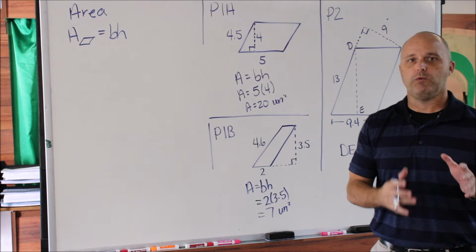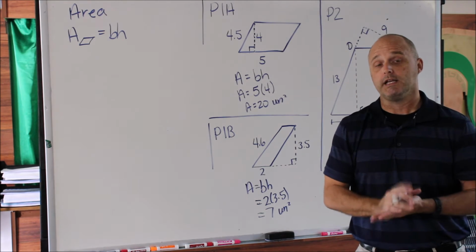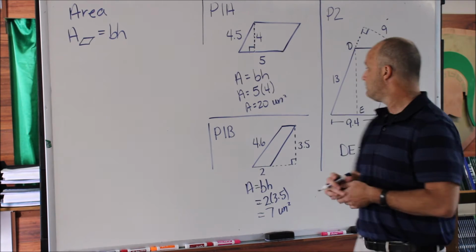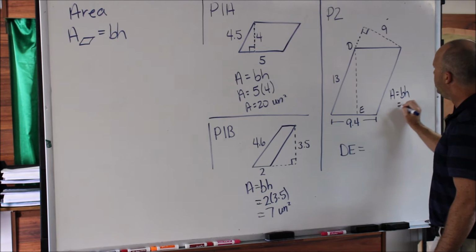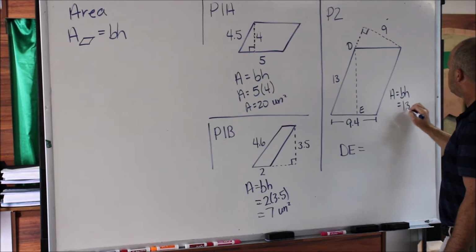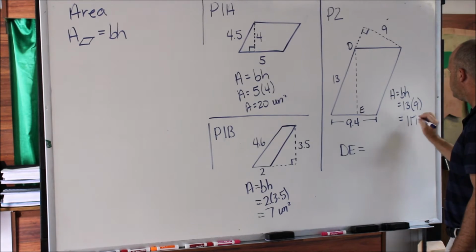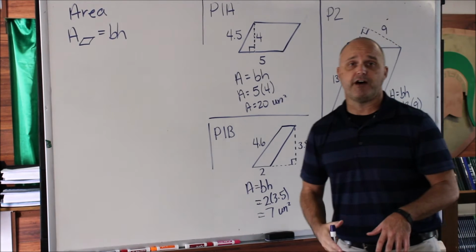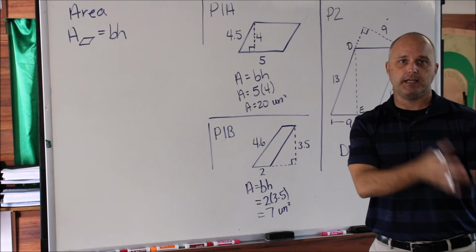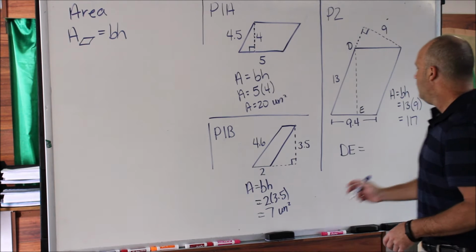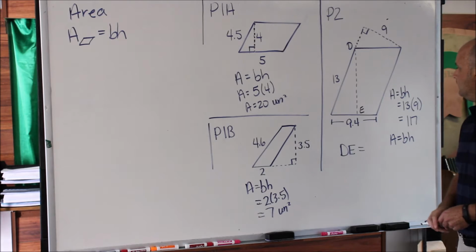So since we know that we've got a 13 for a base and a 9 for a height, we can go ahead and calculate what is the area of this parallelogram. So the area of the parallelogram is going to be 13 times 9. So 13 times 9 is going to be 117. Now, in order to find this height here, what we can do is go back again to our parallelogram formula. We know that the area is equal to the base and the height.